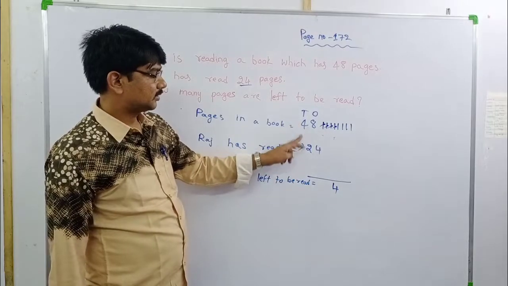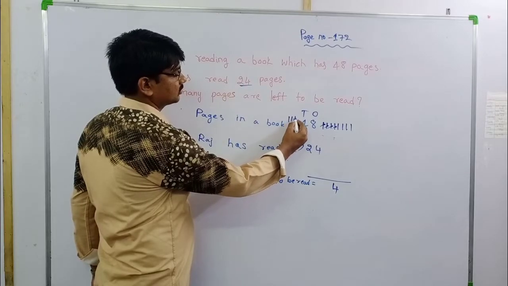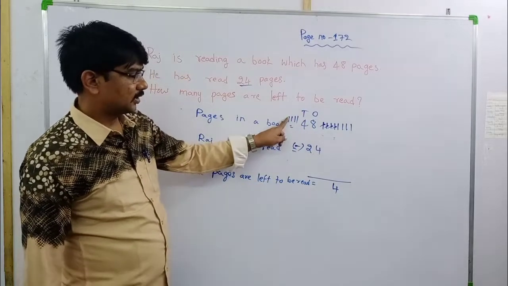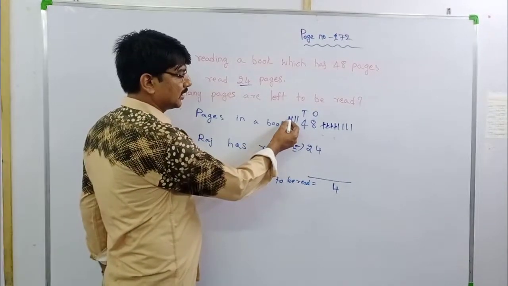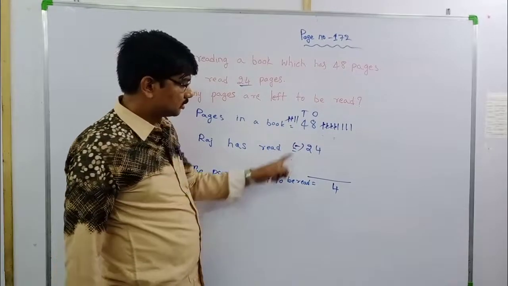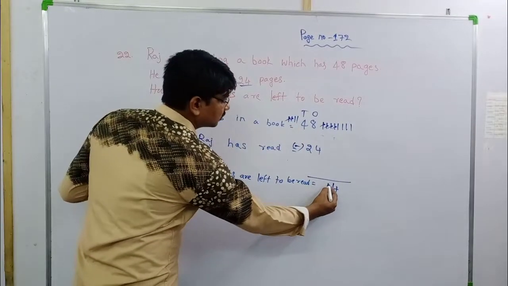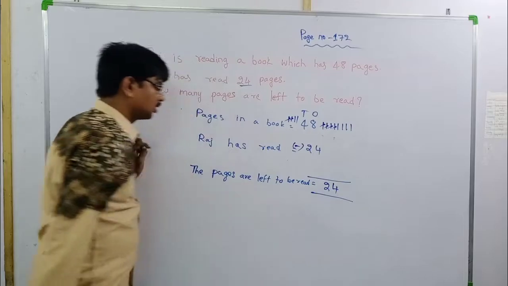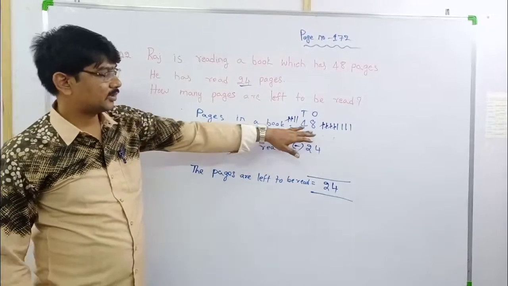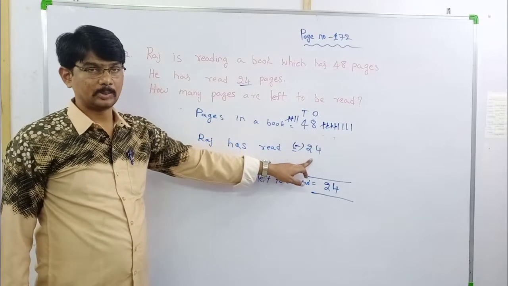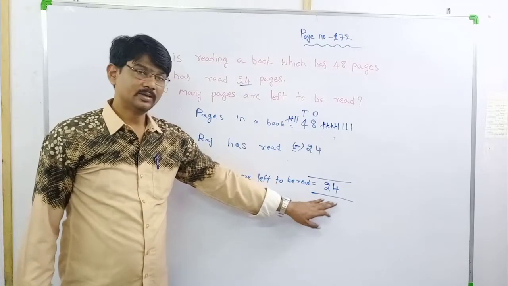Then tens place. What is here? 4. So 1, 2, 3, 4 lines. Here 2. 4 minus 2. It means let us cut 2 lines. 1, 2. After cutting 2 lines, 2 is here. So 24. How many pages are left to be read? 24. Total 48 pages, 24 pages reading completed. Remaining pages, 24 pages are left to be read.